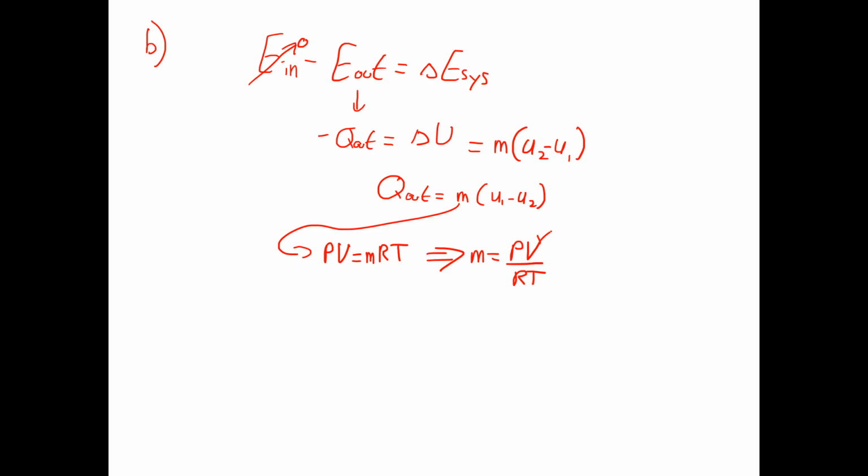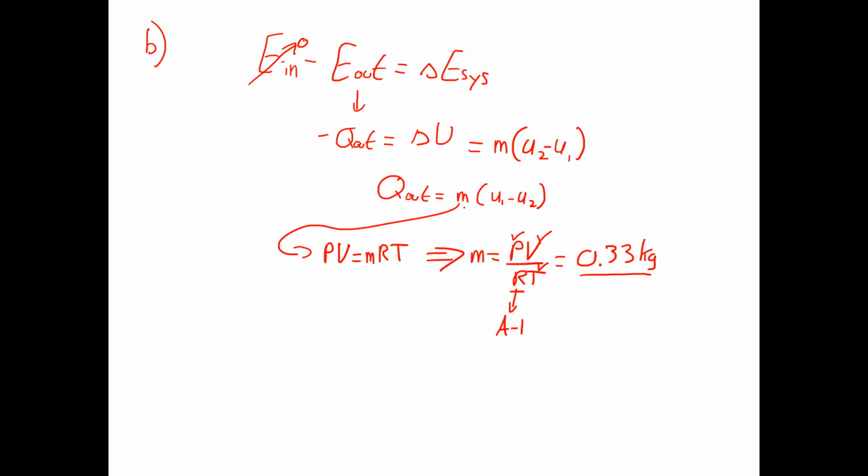I'm given that the volume of the tank is 3 cubic meters. I'm given the initial pressure. I'm given the initial temperature. And I can look up the gas constant in table A1. I can go ahead and solve for the mass, getting that I have 0.33 kilograms of hydrogen in my tank.